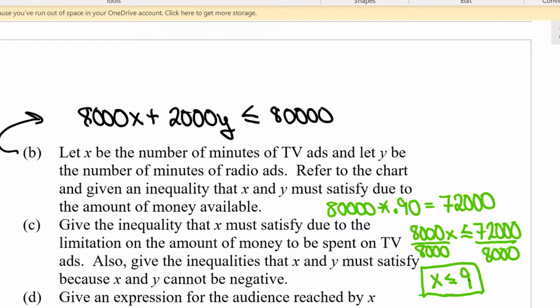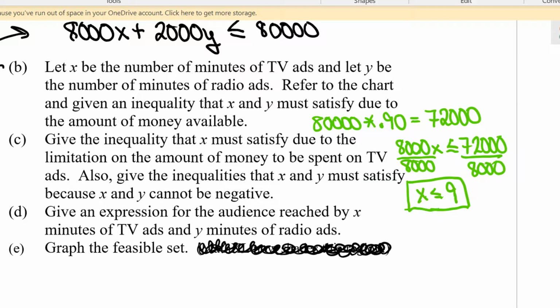And then part D says to also give the inequalities x and y must satisfy because x and y cannot be negative. Those are our non-negativity constraints. x greater than or equal to 0, y greater than or equal to 0. Now part D. Give an expression for the audience reached by x minutes of TV ads and y minutes of radio ads. So I'll call that A for audience. This is our objective function.